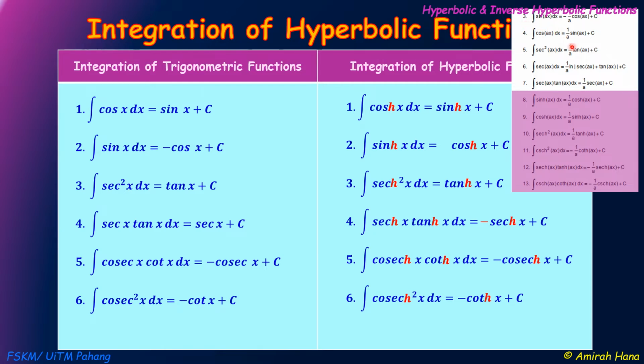But under the integration of trigonometric functions, not all formulas are given. So, you can modify the formula of integration of hyperbolic functions in order to get the formula for integration of trigonometric functions. But you need to be careful with the positive and negative signs, right?